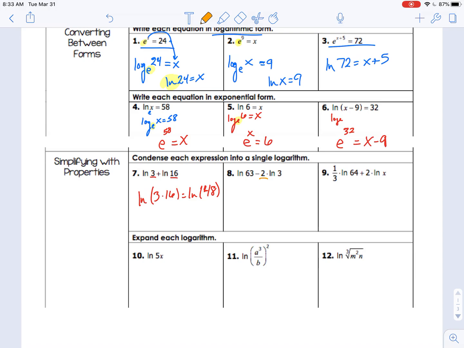All right, well here we've got a little bit different scenario. We've got subtraction, but we've also got a number out front. And what do I do with that number out front? So maybe if I add 3 log of 7, 3 times the log of 7. What would I do with this 3 to get it to move inside the log?